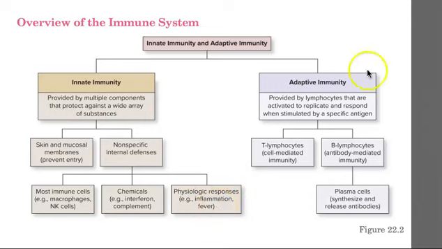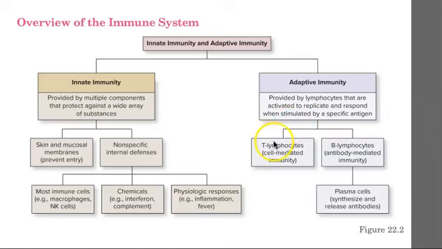including interferons and complement proteins, which we'll get into in the next section, and then physiological responses, which include inflammation and fever. With our adaptive immunity, it's going to be provided by those lymphocytes, or B and T cells, that become activated, and they're going to clone themselves or replicate themselves, and they'll be specific and tailored to the antigen that was found within our body.